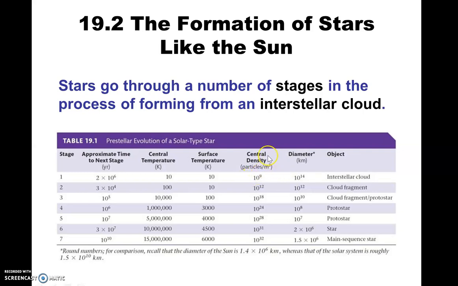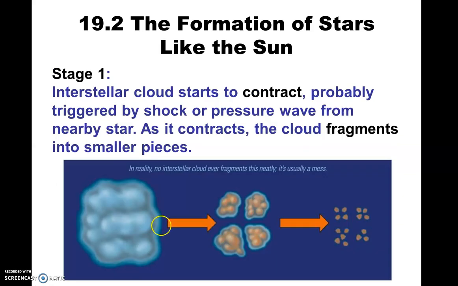The central density is on the order of a billion particles per square meter, and the diameter of this thing is huge. This is parsecs across. All right, so we'll go through all of this. If you notice, when this thing truly becomes a star, you're at more than 10 million Kelvin. So let's see how this all happens.